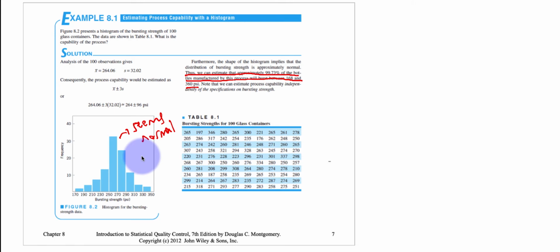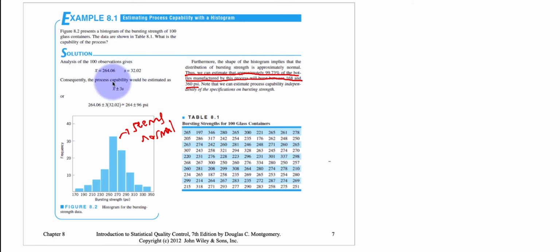We can also compute the sample mean, right? This is the number we get as the sample mean, and this is the sample standard deviation. We do not know the true value of the standard deviation, so we can use this sample standard deviation in our natural tolerance limits, in our process capability analysis.